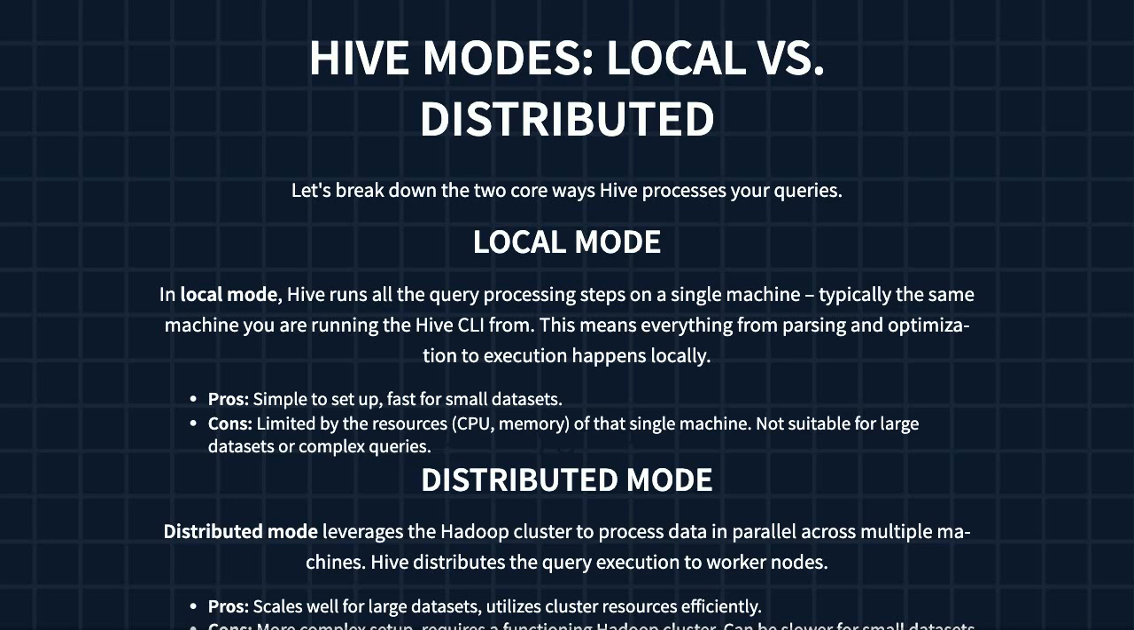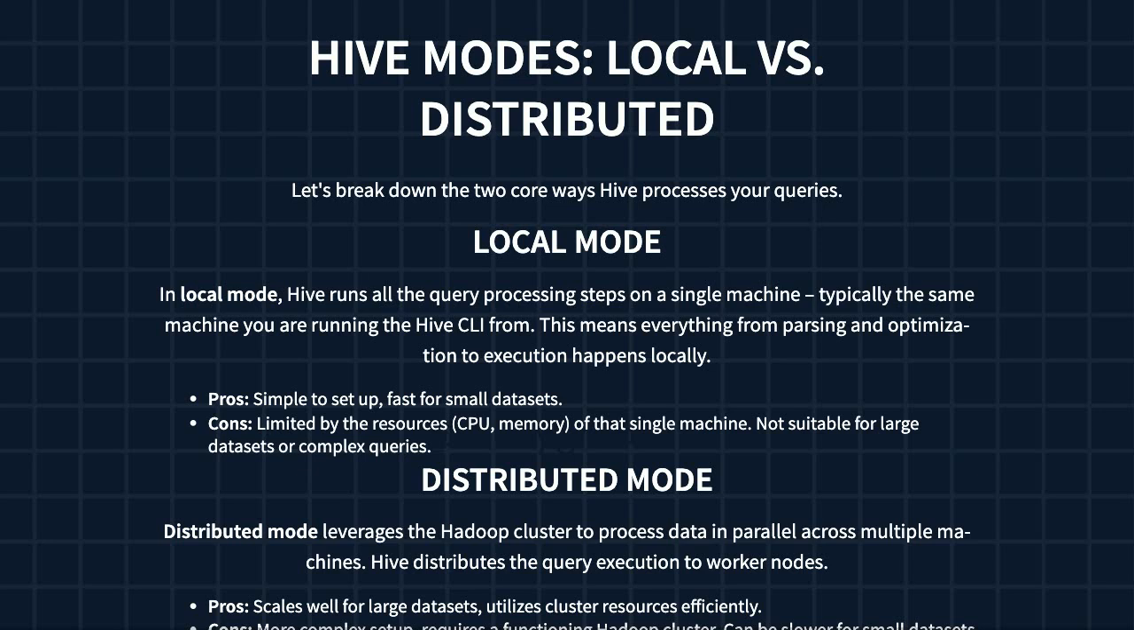That means your query gets broken up and processed across multiple machines simultaneously. This is fantastic for really big data. However, setting it up is a bit more involved, and you need to make sure your Hadoop cluster is running smoothly. The key takeaway is that local mode is all about one machine doing everything, while distributed mode spreads the work around.